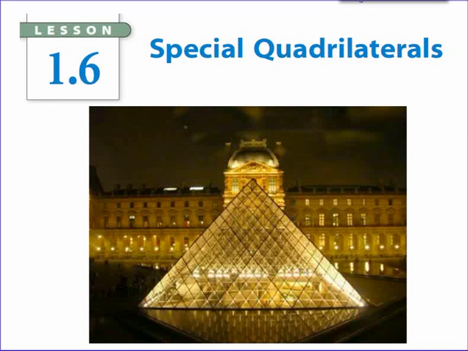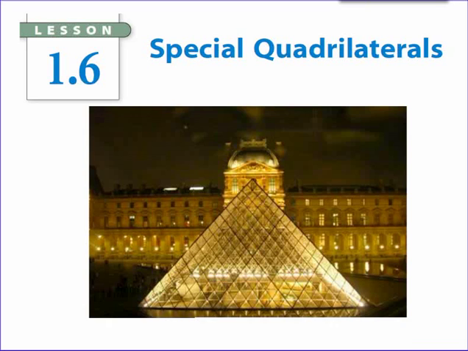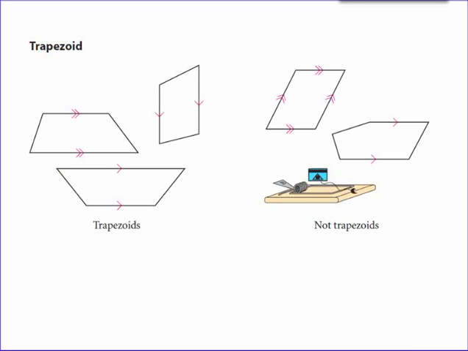And so he's made a pyramid here. Okay, and if you notice here, it's got quadrilaterals all shaped together. Now this was taken at night, which was probably one of the cooler pictures that I did see. And so we're going to look at special quadrilaterals because this is in fact created by quite a few special quadrilaterals. And so here, we're going to go ahead and discuss trapezoids.